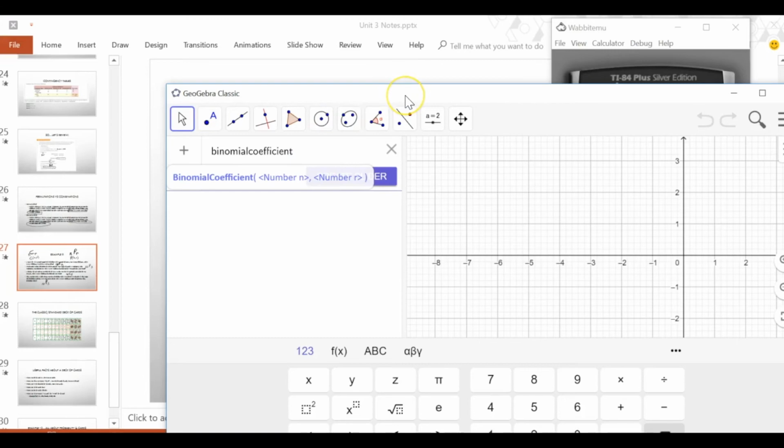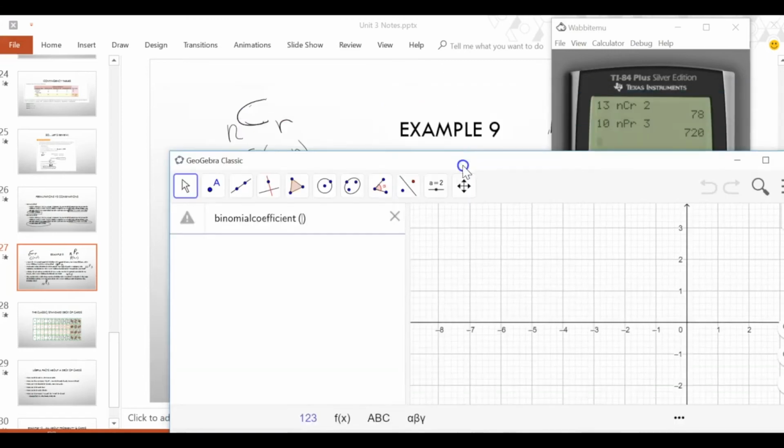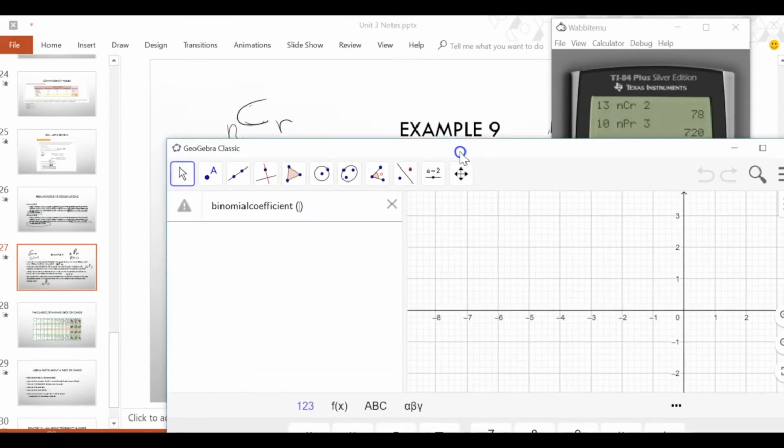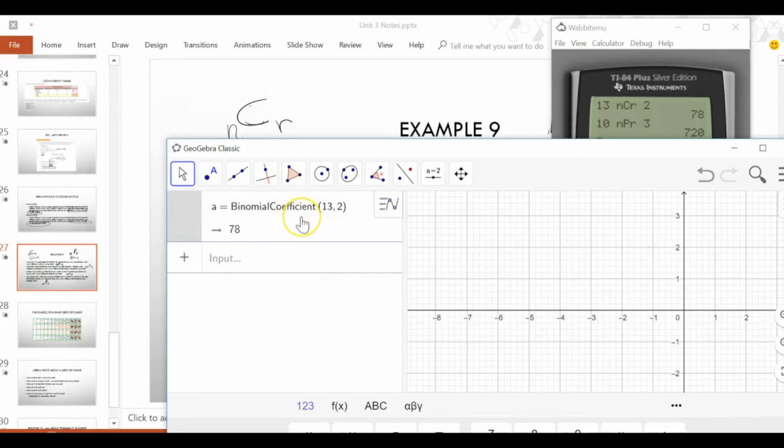We're literally just typing in the numbers, so you put some parentheses. If we want to do 13, 2, here would be 13, 2. And you can see that we're getting that same value of 78. So go ahead and take a moment now. I'm going to pause the video so you can write that down if you're using GeoGebra. Alright, so that is the equivalent of the combination. If you're trying to do NCR in GeoGebra, it's a little bit longer of a command, but it gets us to the same goal.